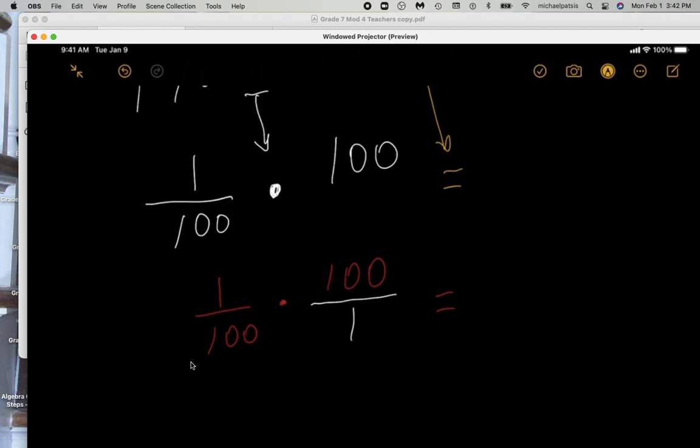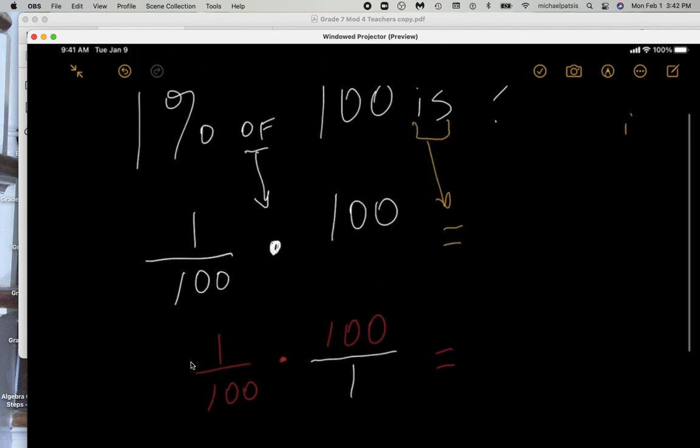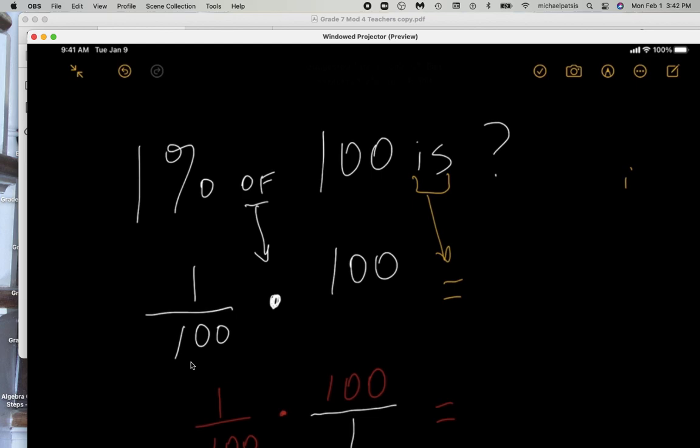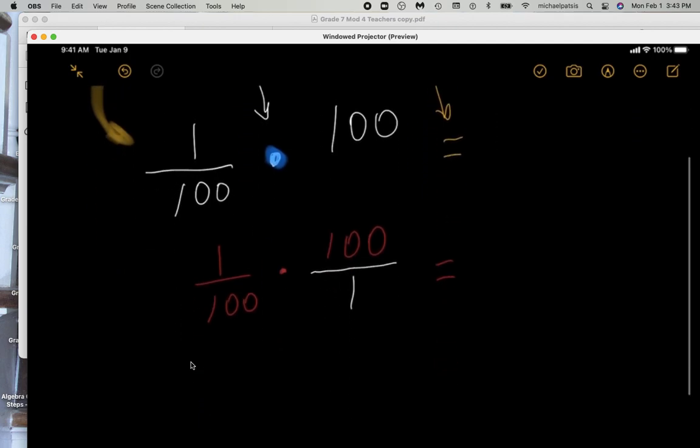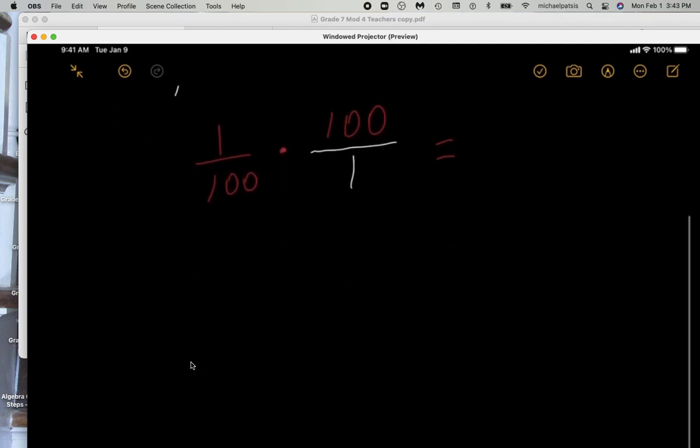And let's review what we've done so far. Let's back up. The first thing we did is we talked about how to translate words into math. We did that by taking the word of and we changed the word of to a multiplication sign. Then we took the word is and we changed that to an equal sign. We then converted the 1% to 1 over 100. And now we have 1 over 100 times 100. And then as I mentioned, I think it's easier for students if you make that 100 into a fraction with the numerator over 1.